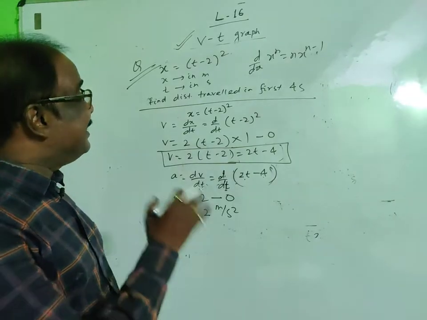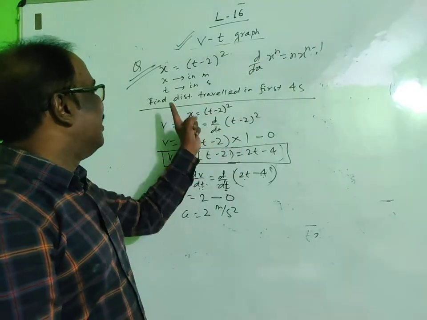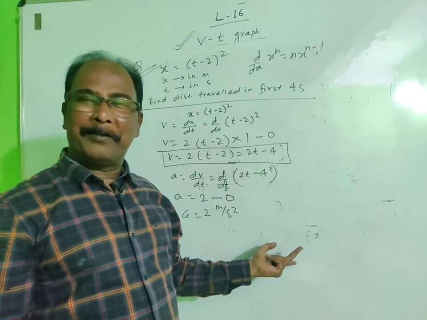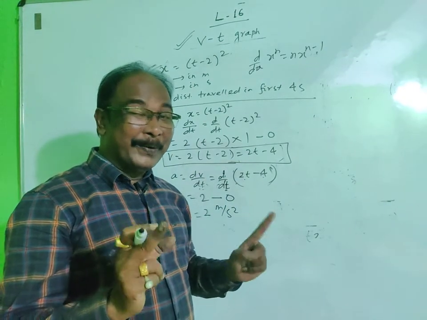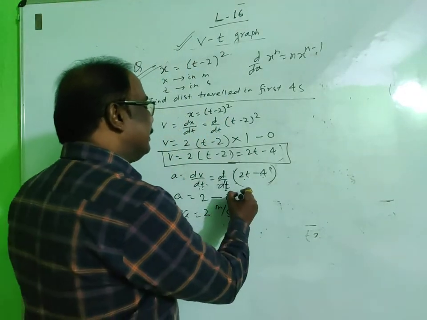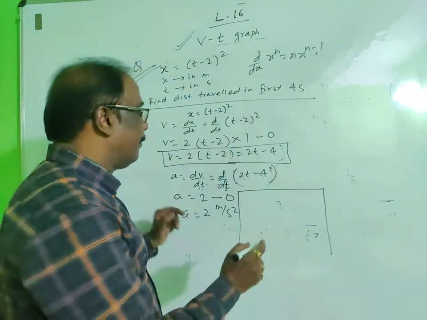Acceleration is constant means the body is moving with uniform acceleration, and it is asked we have to find distance traveled in first 4 seconds. Good question. I think this much is asked. Okay, you just calculate. I will represent it in a graph.